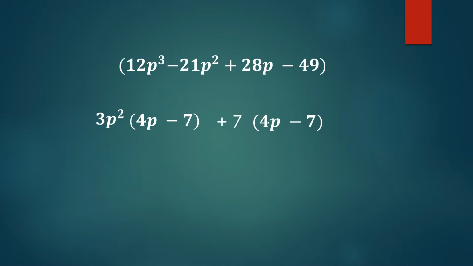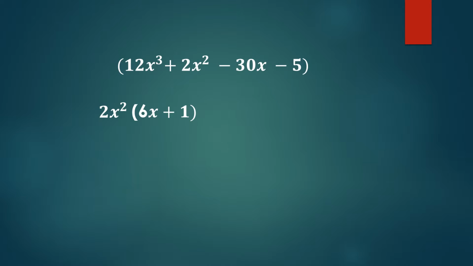With group factoring, you have those two common factors, so that in the final answer, one of the factors is 4p minus 7, which is the binomial in brackets, and the other one is 3p squared plus 7, which we have here. 3p squared plus 7 comes from up here. The other factor is 4p minus 7.